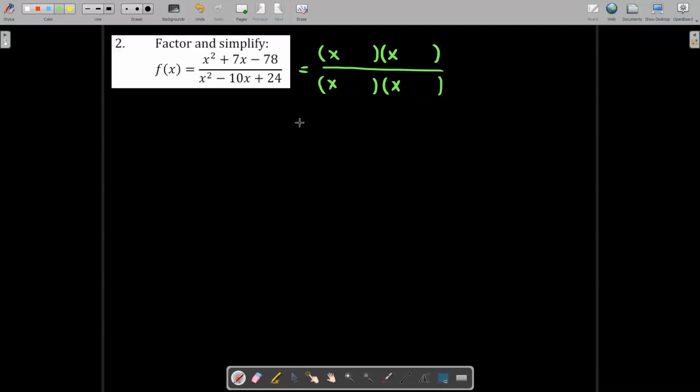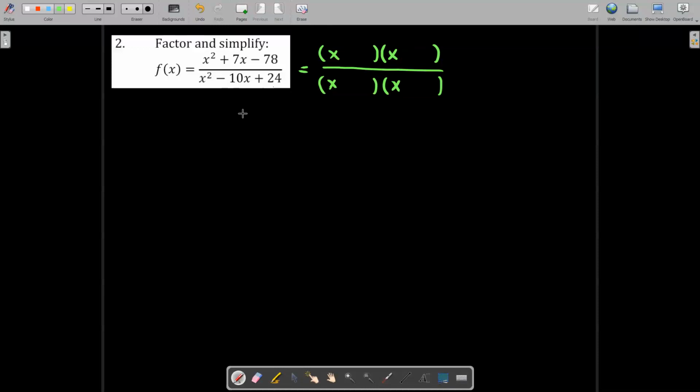We are going to find numbers to go on the other side of these binomials, and the way that we're going to find those numbers is that they're going to need to multiply together to make these c values and add together to make these b values. So multiply to the third number in the trinomial and add to make the second number in the trinomial.